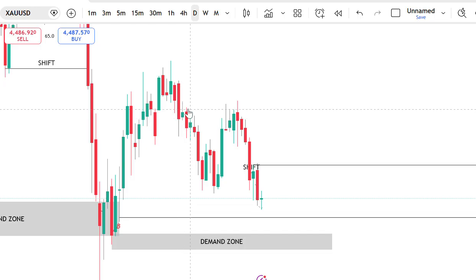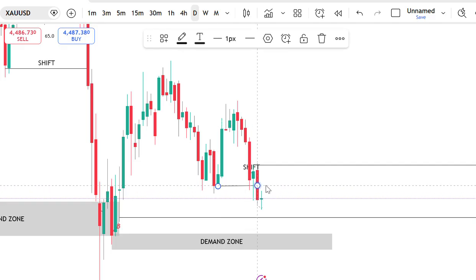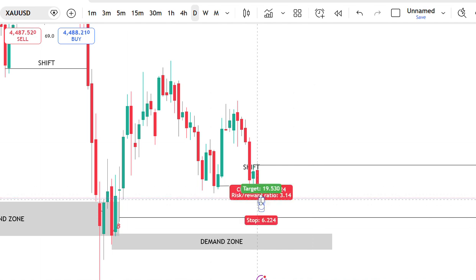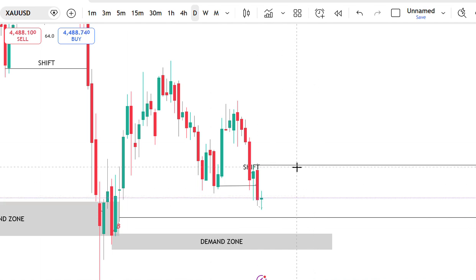Na tukiangalia hapa market ilishindwa kuvunja hii level, ikashuka, na baada ya kushuka imevunja kabisa hii level. I can observe the candle closure here. So this candle closure here confirms that we can just go down, but the price action will tell us where to go.